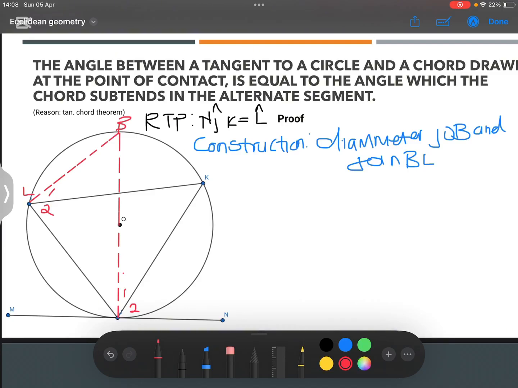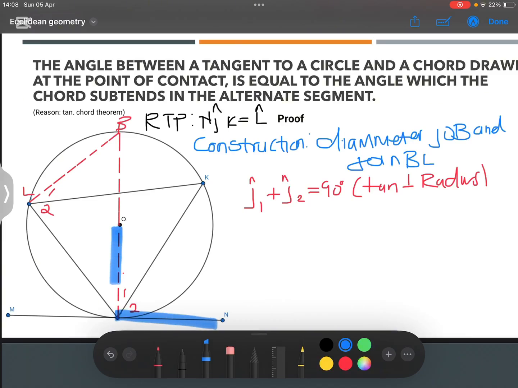Then by look of things, we can see that angle J1 plus angle J2 gives us 90 degrees. Why? Because the tangent is perpendicular to the radius. So we have our tangent here, and then we have our radius here. So tangent perpendicular to the radius forms an angle of 90 degrees.